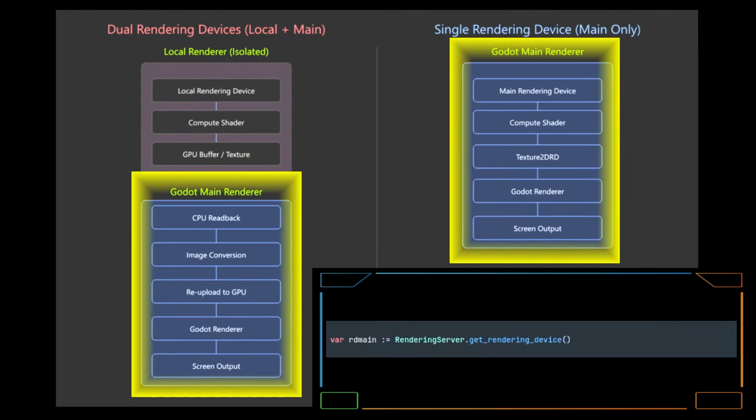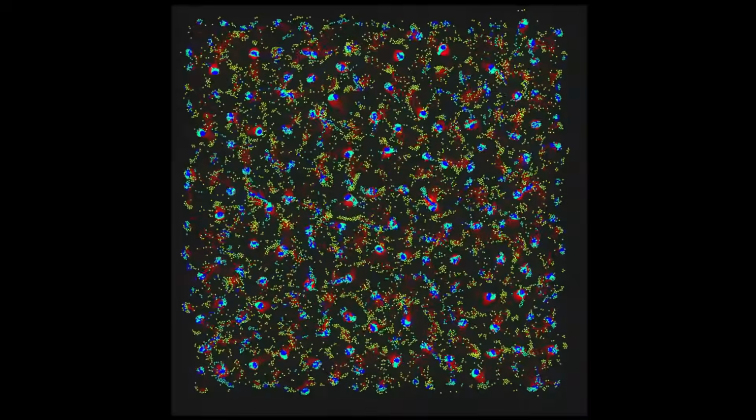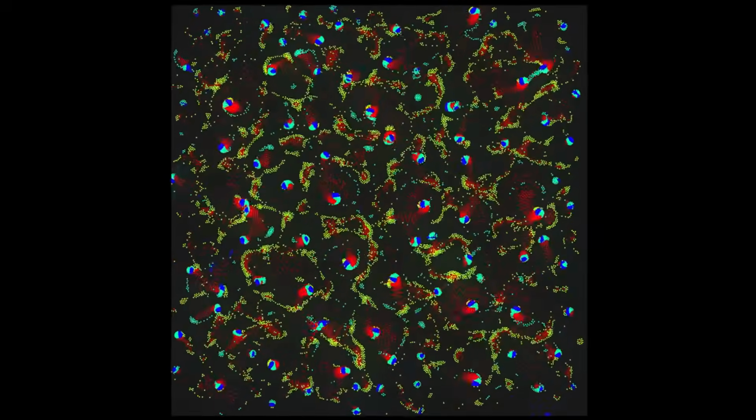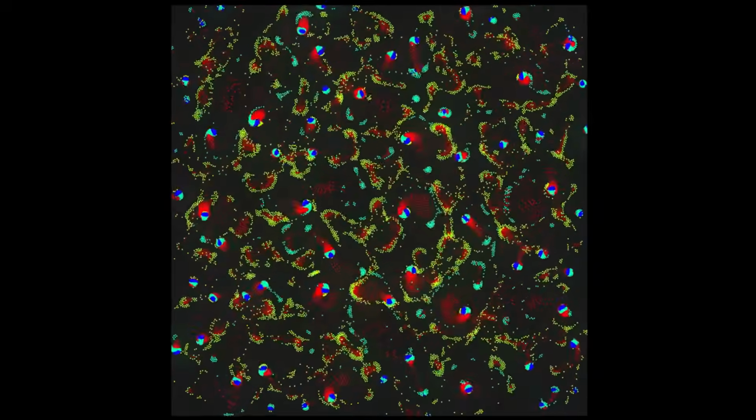The second way is using the main renderer, getRenderingDevice. This is the default rendering device, the one Godot itself uses to draw the frame and all of the nodes in the scene tree. And if a texture needs to appear on the screen, it has to be created on that default rendering device. That's an important point.